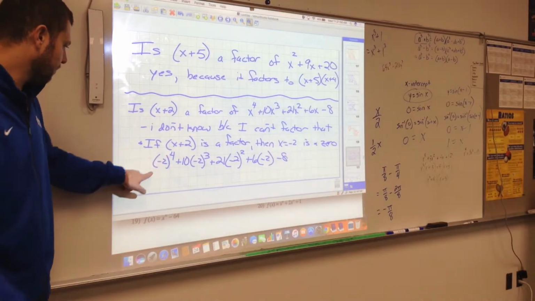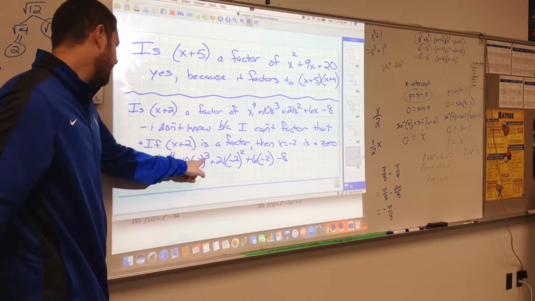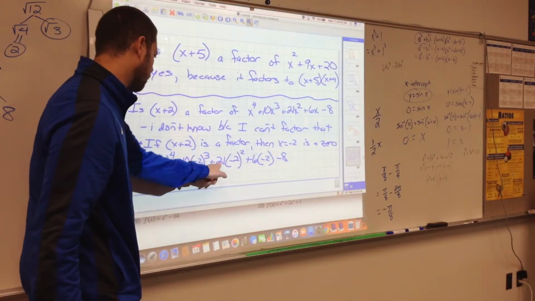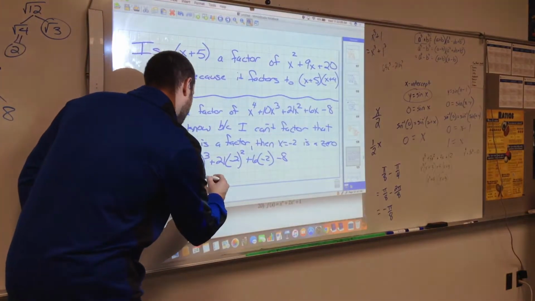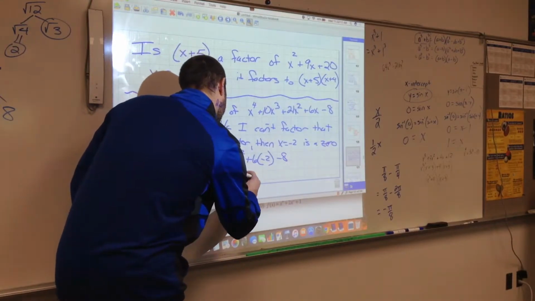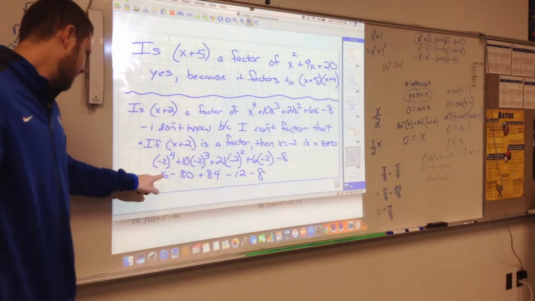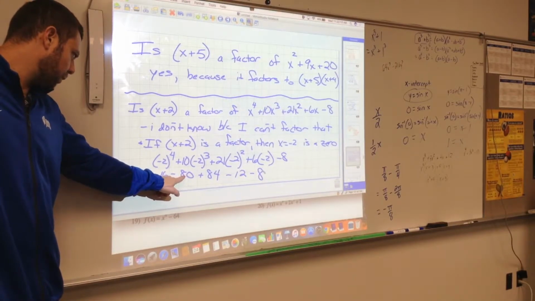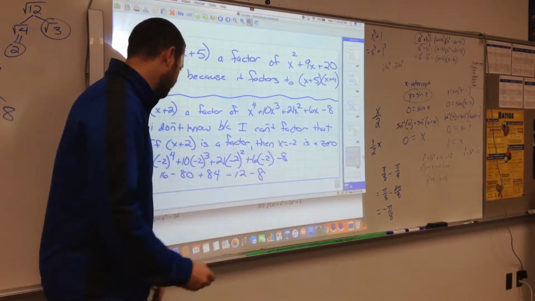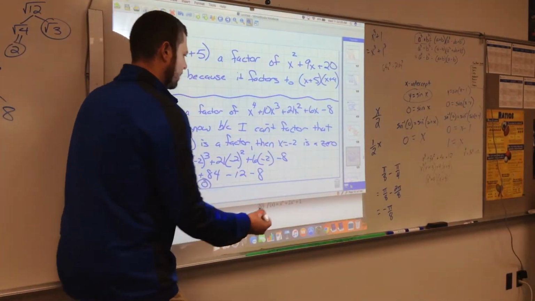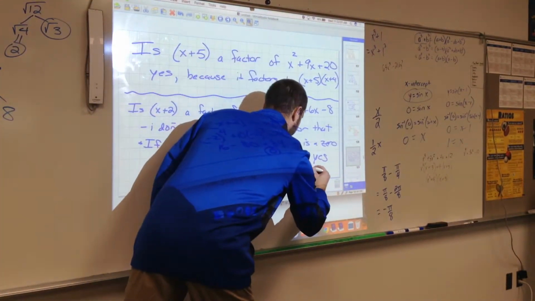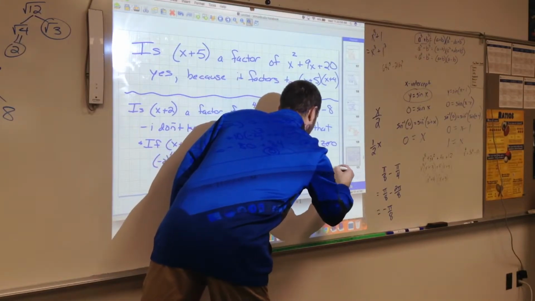Okay? -2 to the 4th is 16. -2 cubed is -8 times 10 would be -80. -2 squared is 4 times 21 would be 84. -2 times 6 would be -12. And then minus 8. So 16 minus 80 is -64. Plus 84 makes 20. Minus 12 makes 8. Minus 8 more makes 0. So, yes, x plus 2 is a factor.